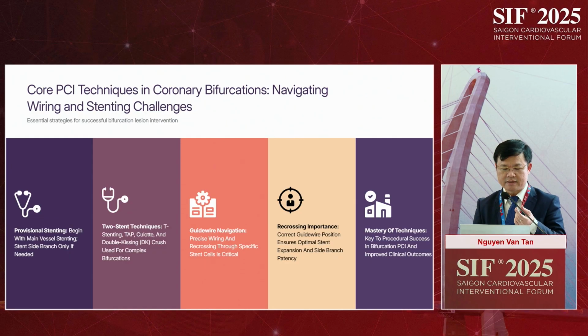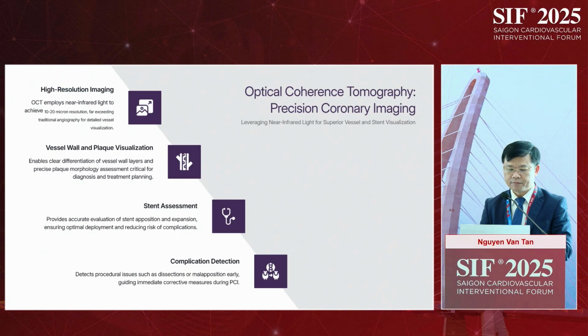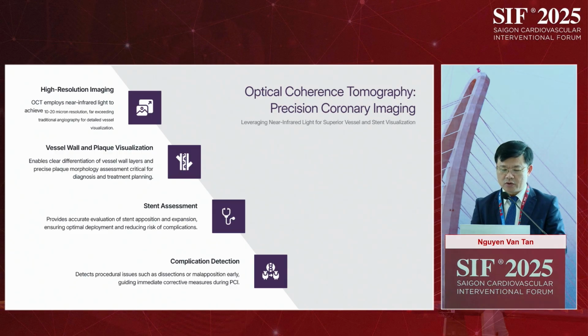As we know, the core PCI technique in coronary bifurcation involves navigation, wiring, and stenting challenges, and this problem is very important. Usually, provisional stenting begins with main vessel stenting and stents the side branch only if needed. OCT is a leading coronary imaging modality because it has high resolution imaging of the vessel wall and plaque visualization, then stent assessment and complication assessment after stenting.